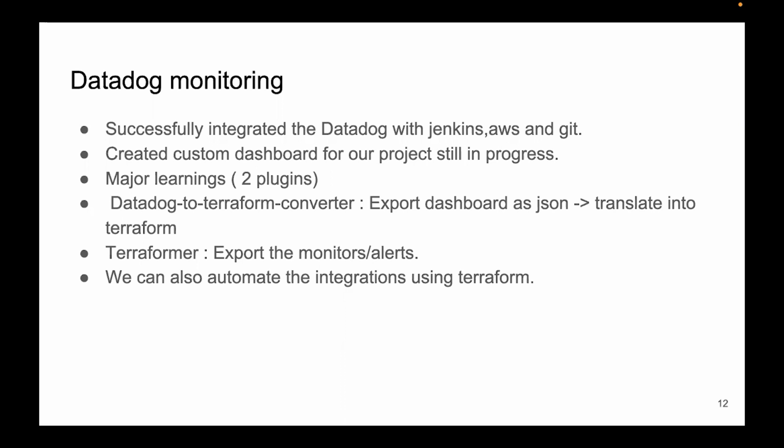Firstly, there is a plugin called the Datadog to Terraform Converter. For this to work, we first need to export the dashboard in JSON format, and then this plugin converts the JSON into Terraform. The second one is Terraformer, which helps us export the monitors or alerts directly from the dashboard. Currently, we have done the integrations manually and will be converting them into Terraform. Let me take you to the dashboard that we have created.